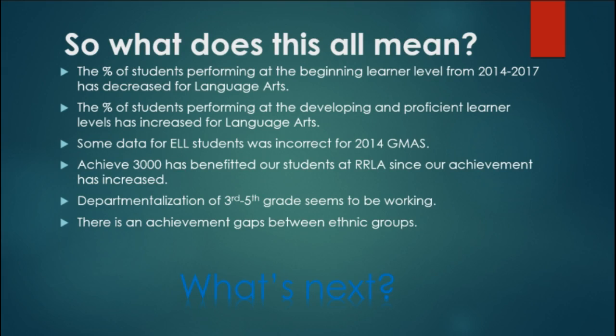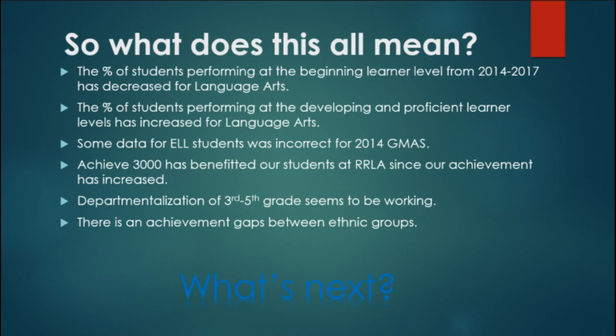You may be asking yourself, what does all of this mean? After carefully looking at the data presented, we can determine a few things. First, the percentage of students performing at the beginning level learner from 2014 to 2017 has decreased for language arts, which means the percentage of students performing at the developing and proficient level learners has increased for language arts, which is a strength for RRLA.